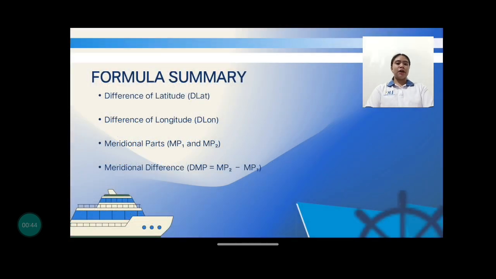So we have the formula summary. First is the difference of latitude, which is DLAT. Next is the difference of longitude, which is DLO. Next is the meridional parts, which is MP1 and MP2. And last is the meridional difference, which is DMP equals MP2 minus MP1.